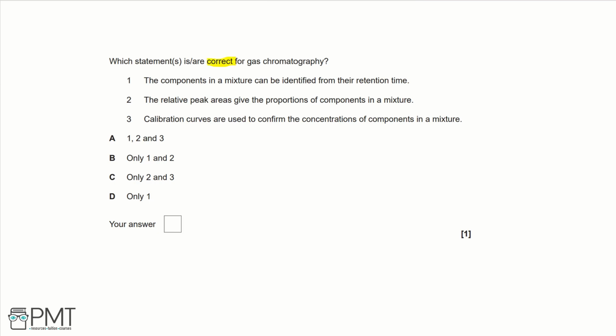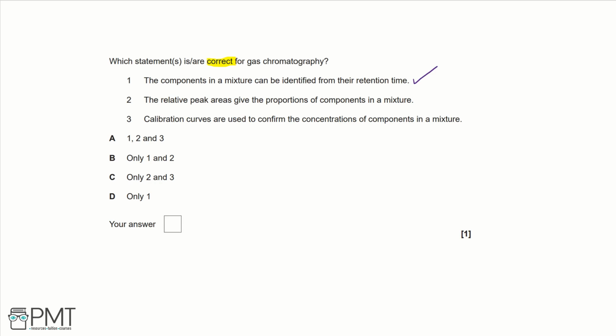So if we start by looking at 1, the components in a mixture can be identified from their retention time. This is true, and it's a similar principle to when you use thin layer chromatography and you work out their retention factor by working out how far the solvents travelled and how far the mixtures travelled. It's a similar thing with retention time. It's just that in a gas chromatogram, retention time is how long the components are staying in the stationary phase versus the mobile phase, and that gives you their retention time. But it works on a similar principle, and you are able to identify the components from the retention time.